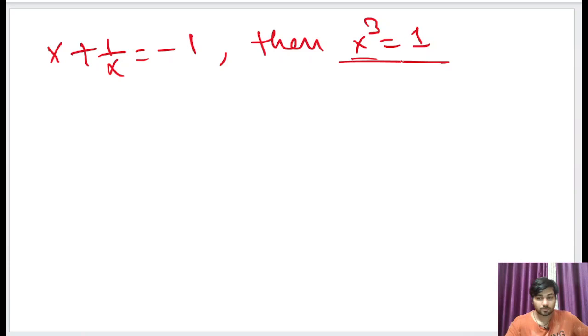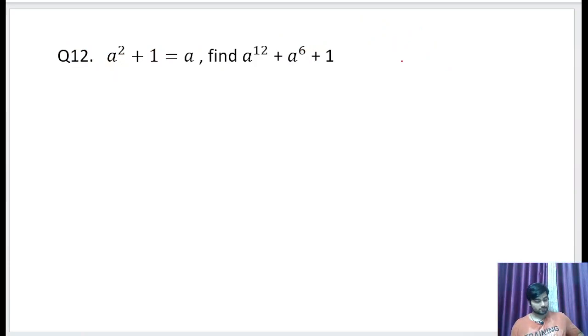right? Now, let's go to this question. How to solve this question?